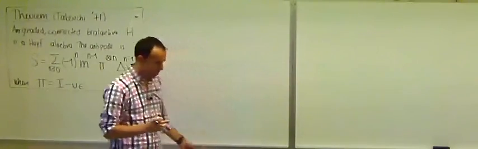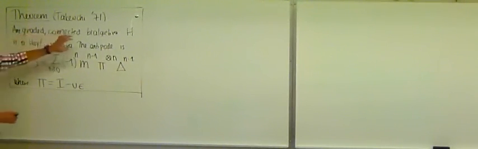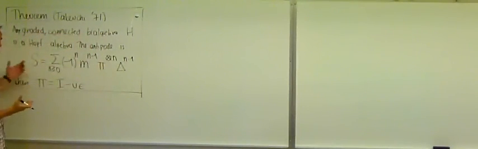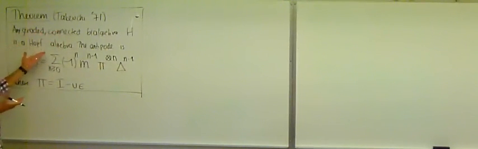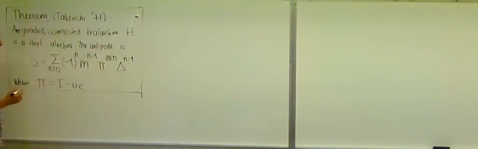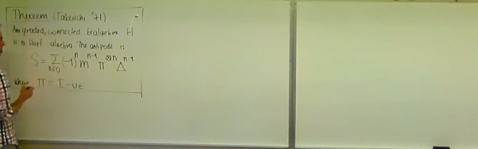All right. So let me start by reminding you what we did last time. So last time we proved this theorem of Takeuchi that says that if you have a graded connected bialgebra, then the antipode comes for free. So any graded connected bialgebra is actually a Hopf algebra. And Takeuchi actually gives us an explicit formula for the antipode, which looks like this.